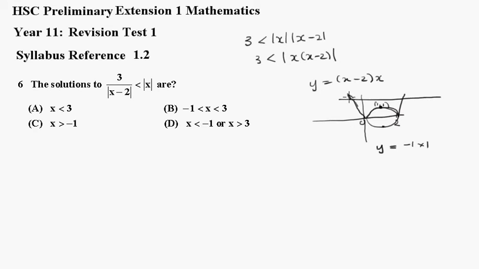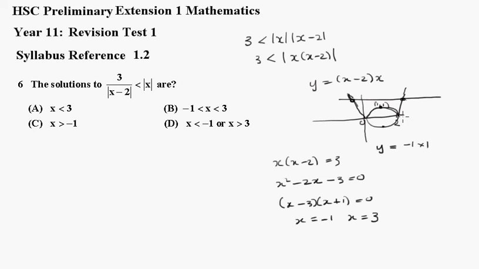we need to find the points of intersection of that. Now to do that, we'll just solve simultaneously and we'll get x squared minus 2x equals 3. So x squared minus 2x minus 3 equals 0. And we'll factorize that and we'll get x minus 3, x plus 1 equals 0. Therefore x equals negative 1 or x equals 3. This point here is 3, and this point here, the x value is minus 1.